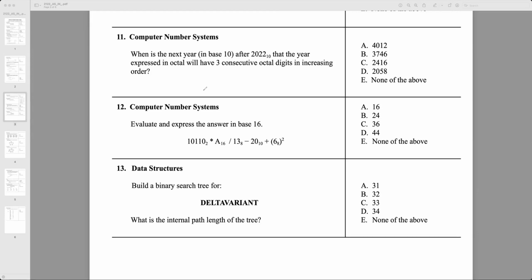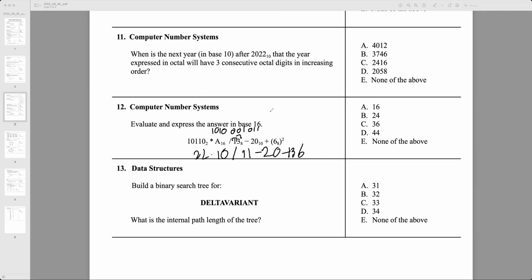So in this case, this would be 22 times A, which is 10, divided by this, which is 11, minus 20 plus 36. How do you convert it? You just quite literally, A is going to be 10. If you want to change that into binary, it's going to be 1, 0, 1, 0, and that equals 10. 13: the first number is going to be 0, 0, 1, and then 3 is going to be 0, 1, 1.